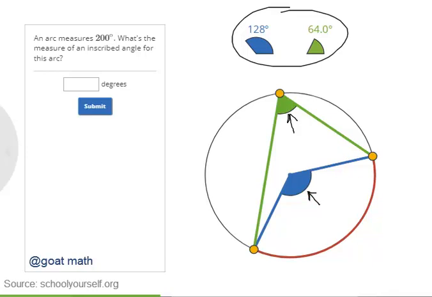Then, when you're ready, try answering this question. An arc has a central angle of 200 degrees. So what's the measure of an inscribed angle for this arc?